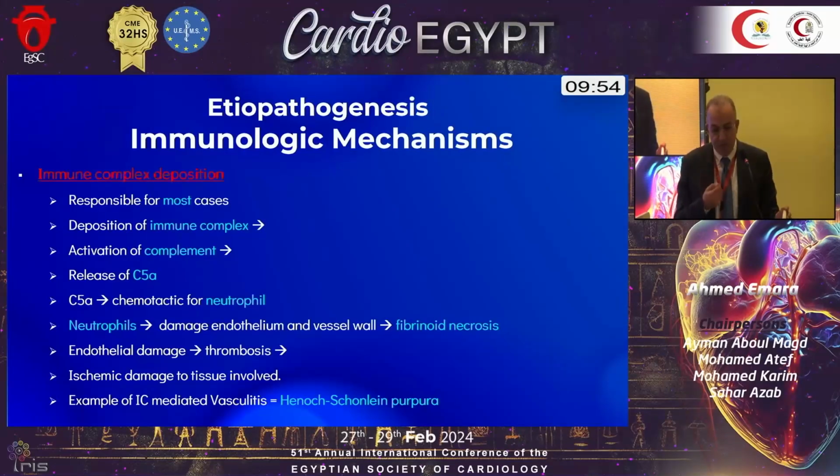So the immune complex deposition eventually results in either thrombosis causing infarction or weakness of the wall causing aneurysm. The most common immune complex deposition mediated vasculitis is Henoch-Schonlein purpura.